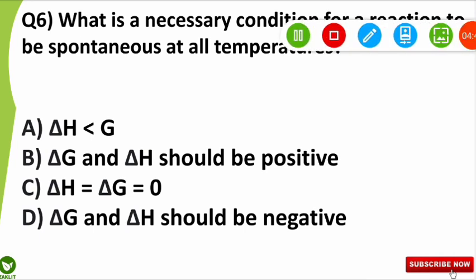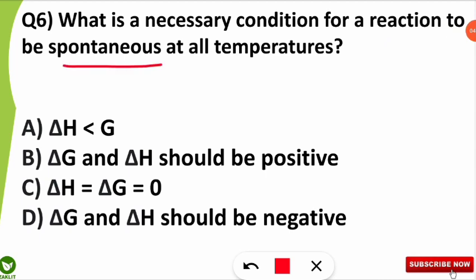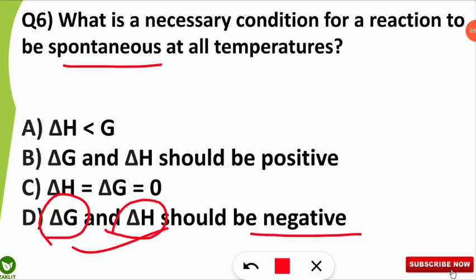So this was giving the hint of the Gibbs energy and its formula, and here the correct option will be option number D. Yes, when the Gibbs free energy change, that is delta G, and the enthalpy change, that is delta H, are negative, then only the reaction will be spontaneous at all temperatures.